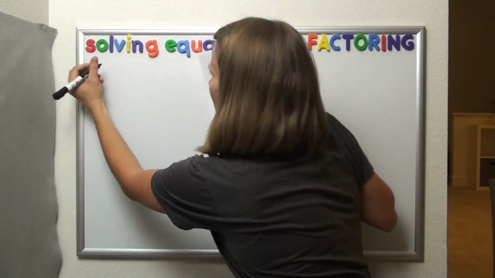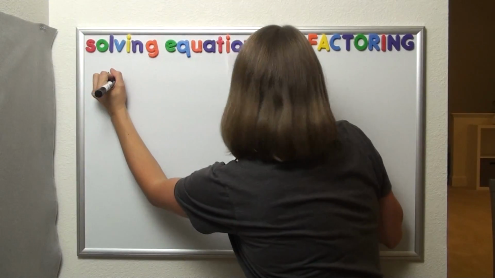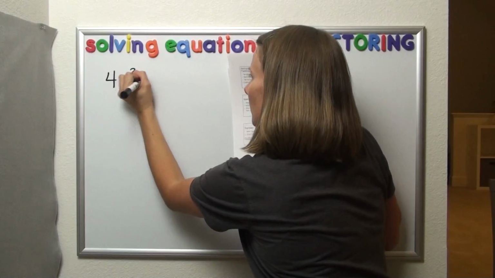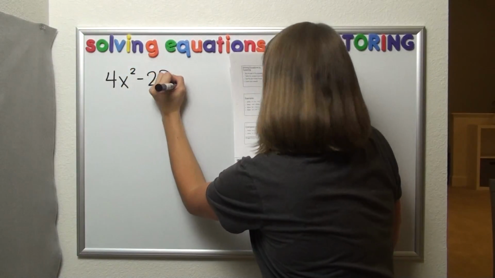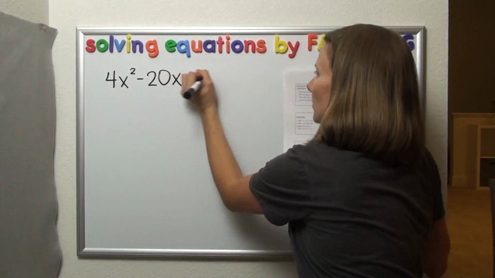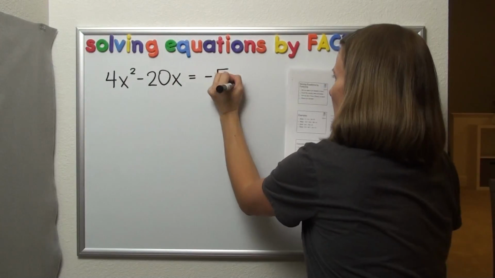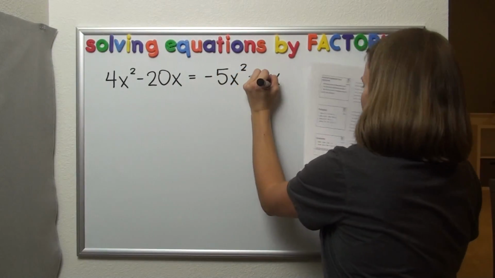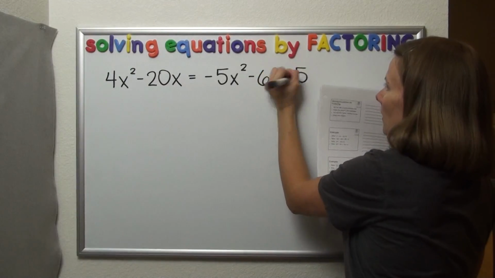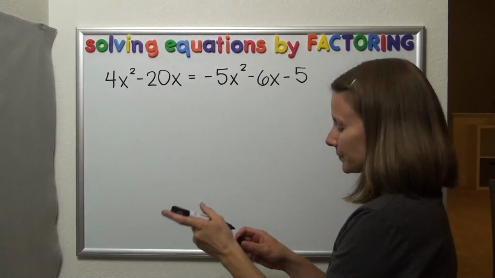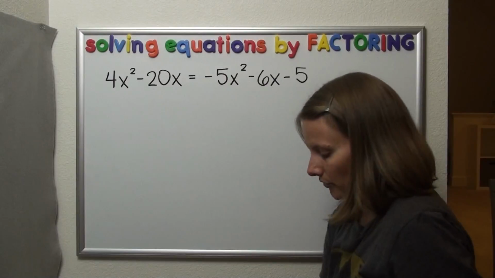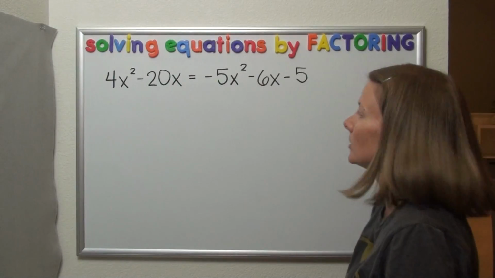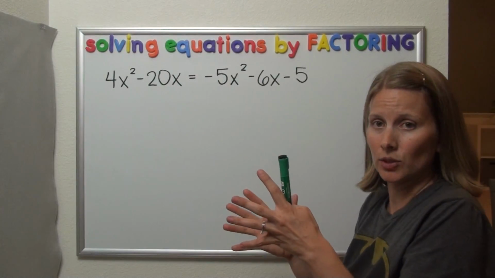Okay, so this time we've got 4x squared minus 20x equals negative 5x squared minus 6x minus 5. All right, so first step, I have to set it equal to 0, meaning I'm pushing everything to one side.